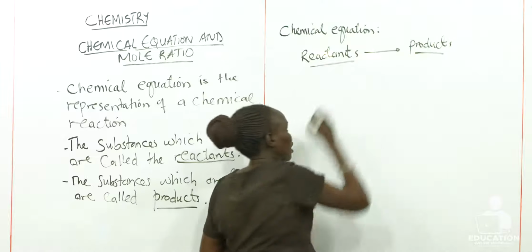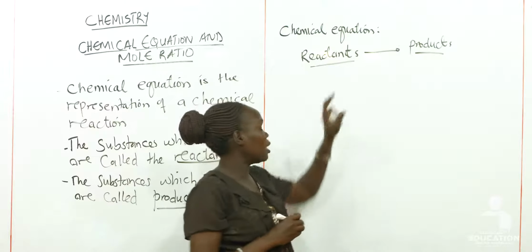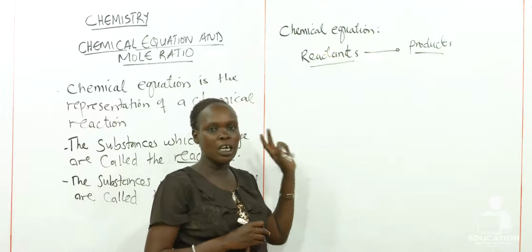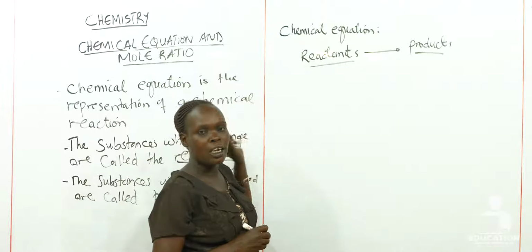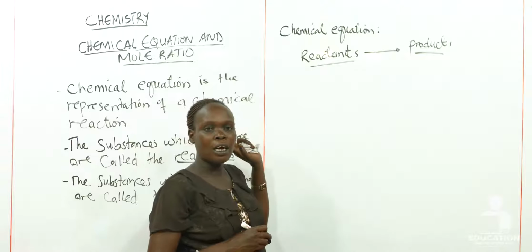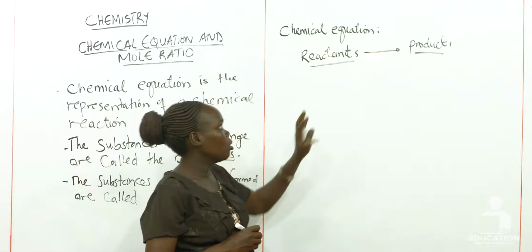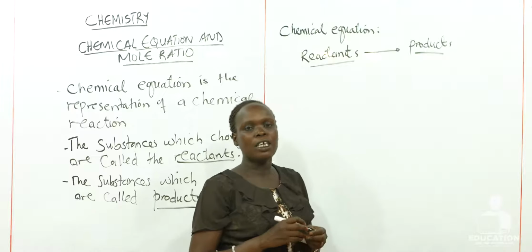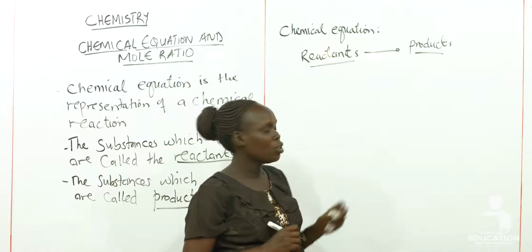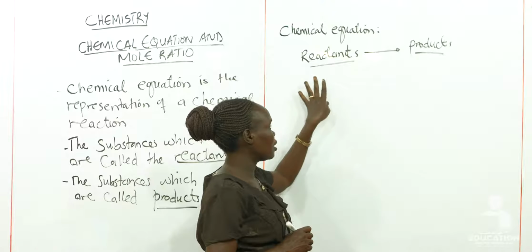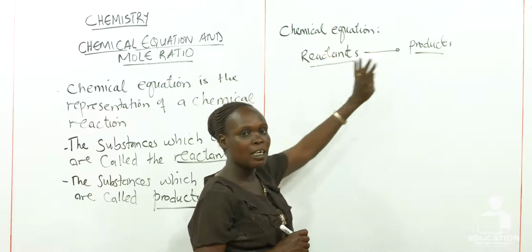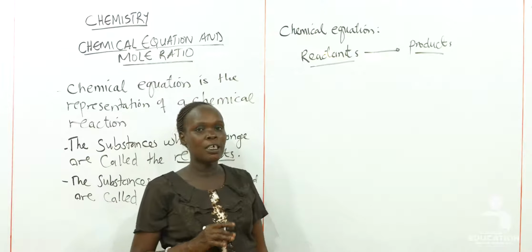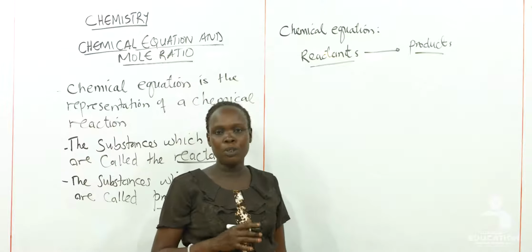These are two terms, as I've said already. The reactants in a chemical equation are always on the left hand side of the chemical equation, while the products are put on the right hand side. So the reactants are always on the left hand side, and the products are on the right hand side of the chemical equation.